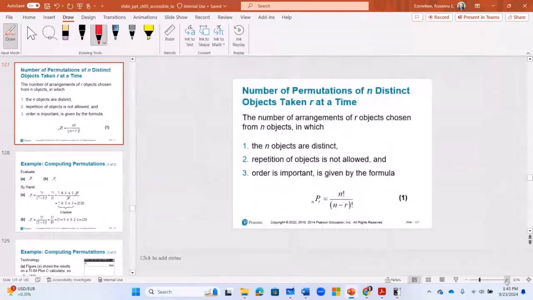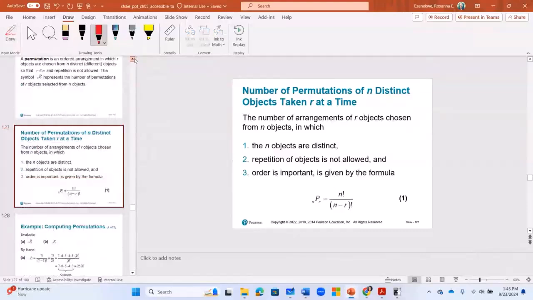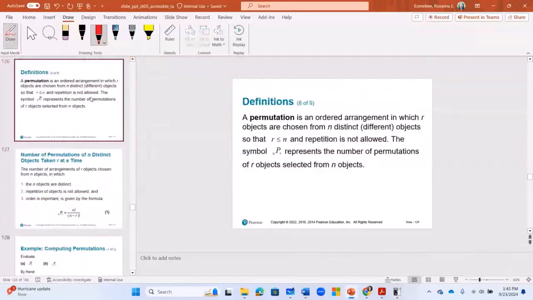Okay. Number of permutations of any distinct objects taken R at a time. The number of arrangements of R objects chosen from N objects. Okay, we want to know what is the most important thing. How do I know that a question is a permutation question? That is the biggest problem. This is the question students are going to ask, so let's read the definition.